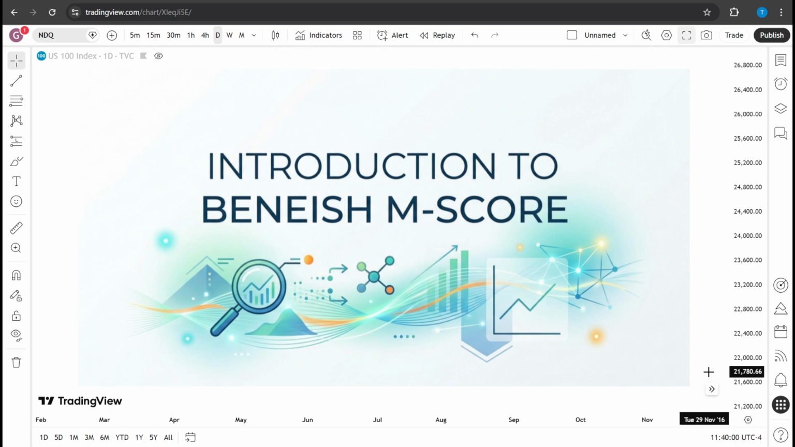Essentially, the Beneish M-Score is a mathematical model used to detect whether a company has manipulated its earnings. Created by Professor Beneish, the model relies on 8 specific financial ratios to look for inconsistencies in financial reporting.